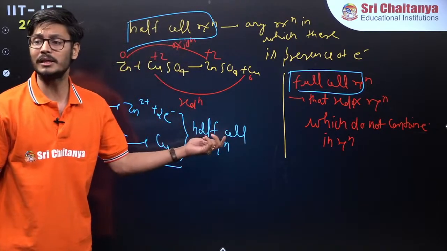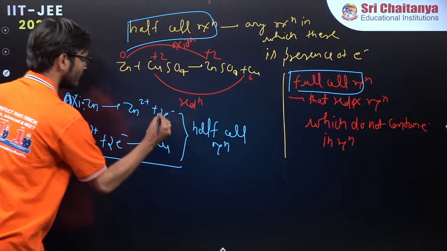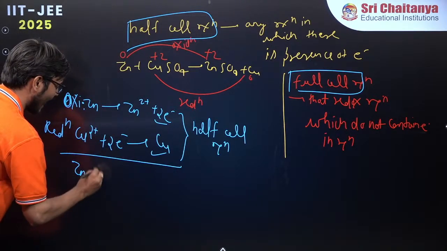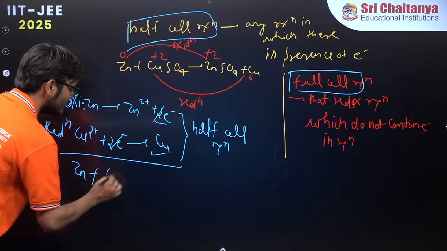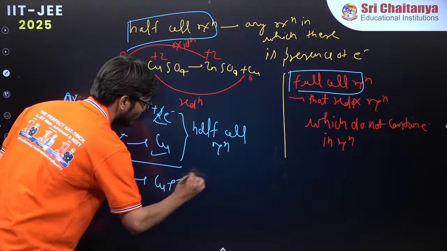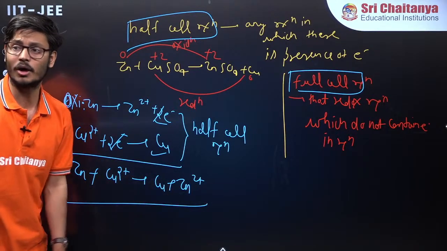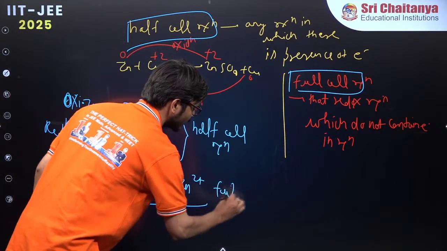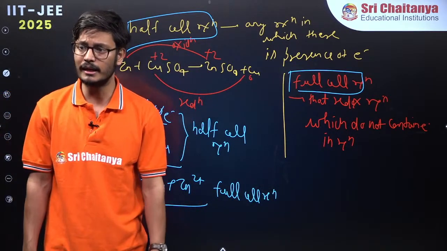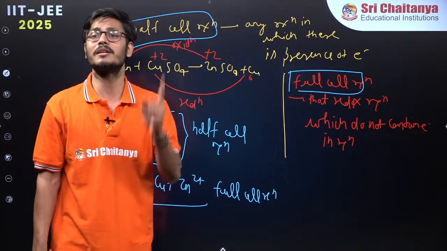So what is half cell reaction? It is that reaction in which there is presence of electron. You see, there is electron in the reaction. But if you write the full cell, add Zn, electron will cancel. So Zn plus Cu2+ giving what? Copper plus Zn2+. In this reaction, we don't have any electron. Therefore, this is called full cell reaction. What is full cell? In which there is no presence of electron. What is half cell? In which there is presence of electron.